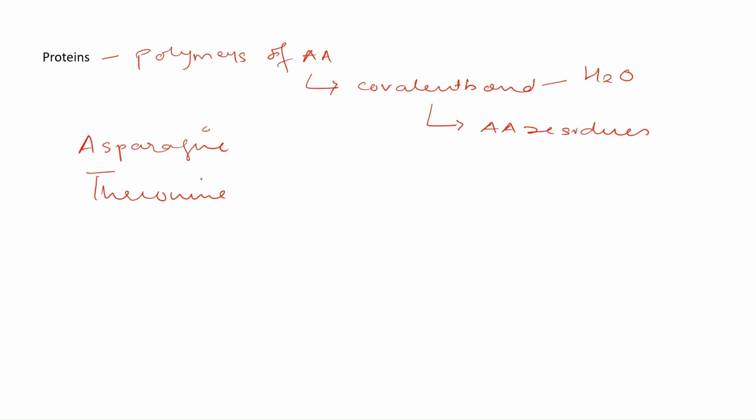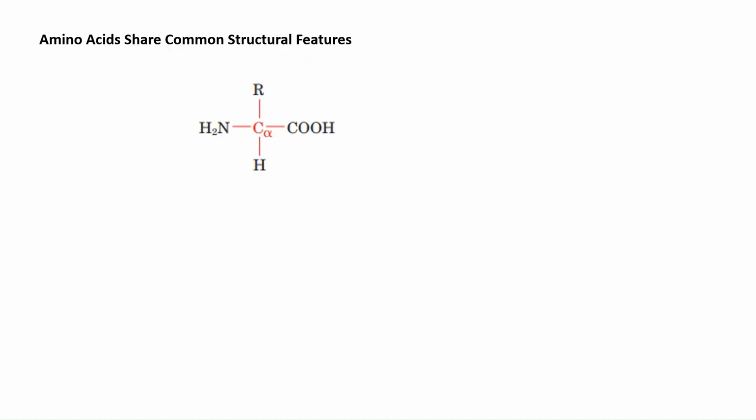All proteins are composed of 20 standard amino acids. Most proteins contain most of these 20 amino acids, if not all 20. So, amino acids are the building blocks for proteins. Now, amino acids share common structural features.